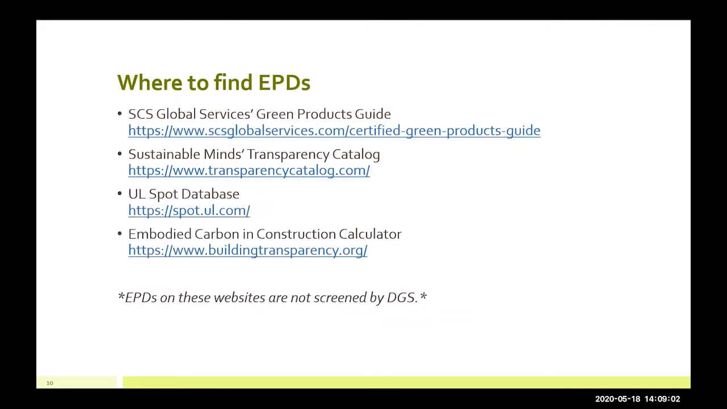And right now, DGS is working with the developers of EC3 on a Buy Clean California Act filter. So ideally, whatever material is inputted into their calculator database, it should sort out and filter out the ones that are compliant to the Buy Clean California Act. So that might help out the awarding authorities later in the future. One thing to note is the EPDs on these websites are not screened by DGS. They are just how EPDs are published for the public to see. Next slide.